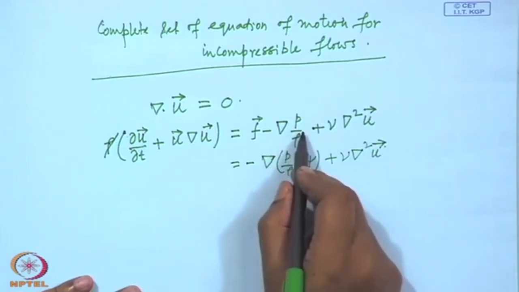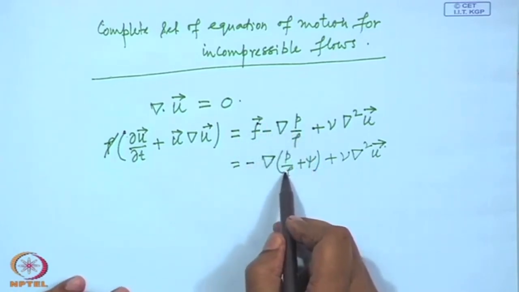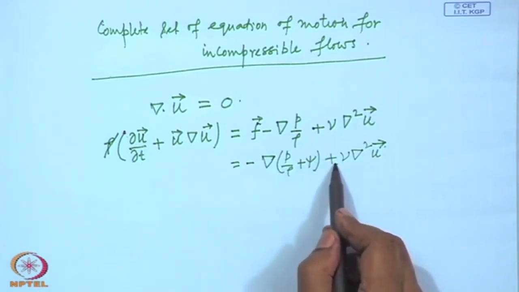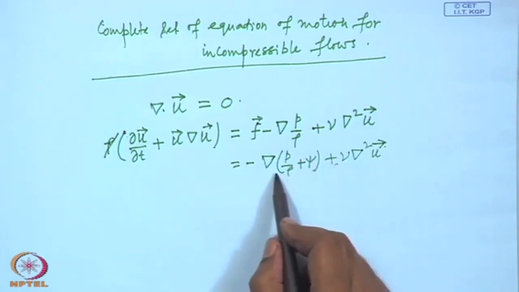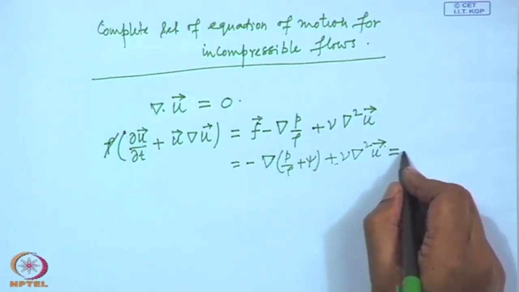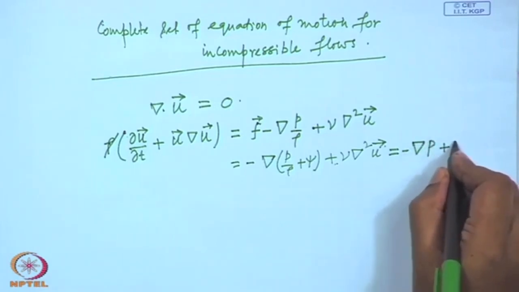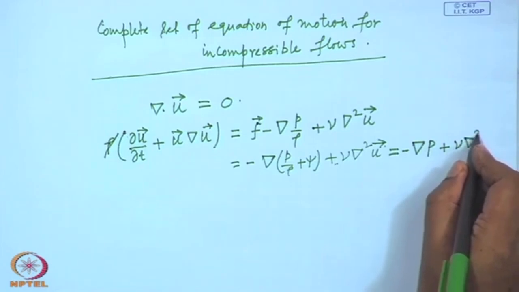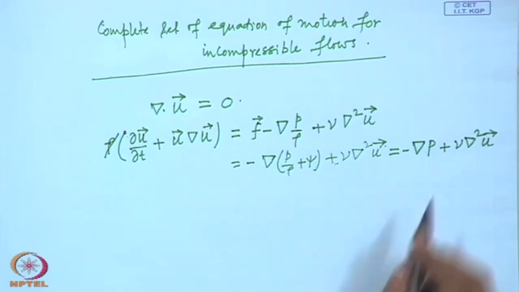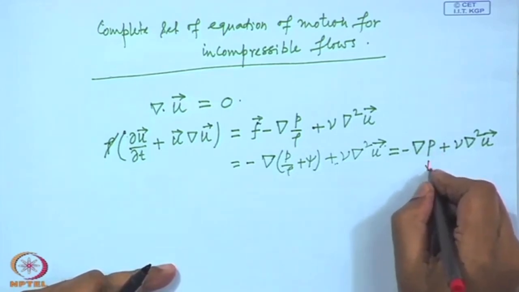This is a little restricted compared to this, because in this case the force field need not be potential for this equation, but in this case the force field is only potential. So, as far as applicability is concerned, this is a little restricted. Now, you see this is both gradient, and so together these we can think of as a modified pressure and write as minus grad p and forget about the body force. This pressure is then called the modified pressure, which takes care of the potential body force.